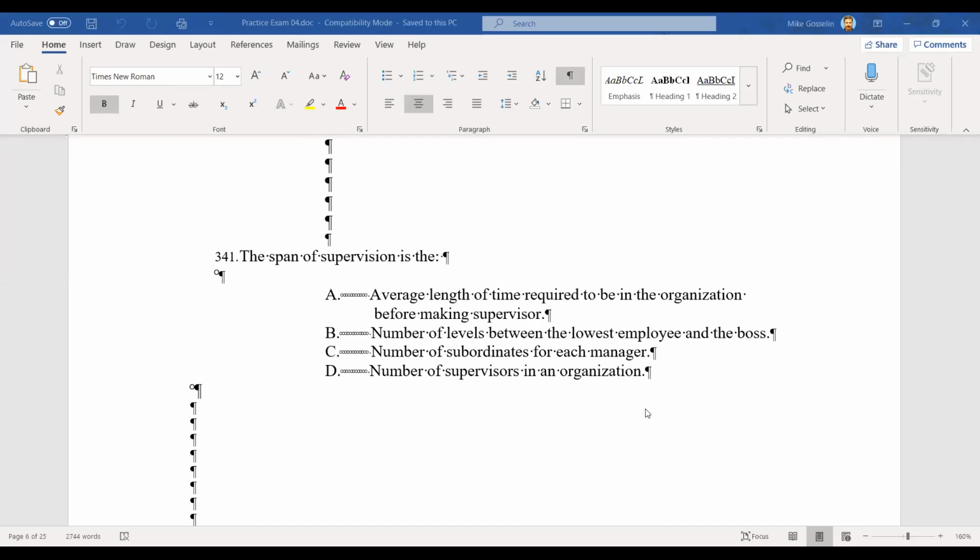So the span of supervision, so it's basically supervisors are responsible for what, and it's a number of subordinates reporting to each manager. I don't like the wording in this question, we're all part of a team, so subordinates and stuff, but the question may be exactly as it's worded. So just remember the span of supervision is what you have to supervise, who's reporting to you. It's not about the supervisors in the organization or the number of levels or length of time somebody's been there, but it's the number of people reporting to you.